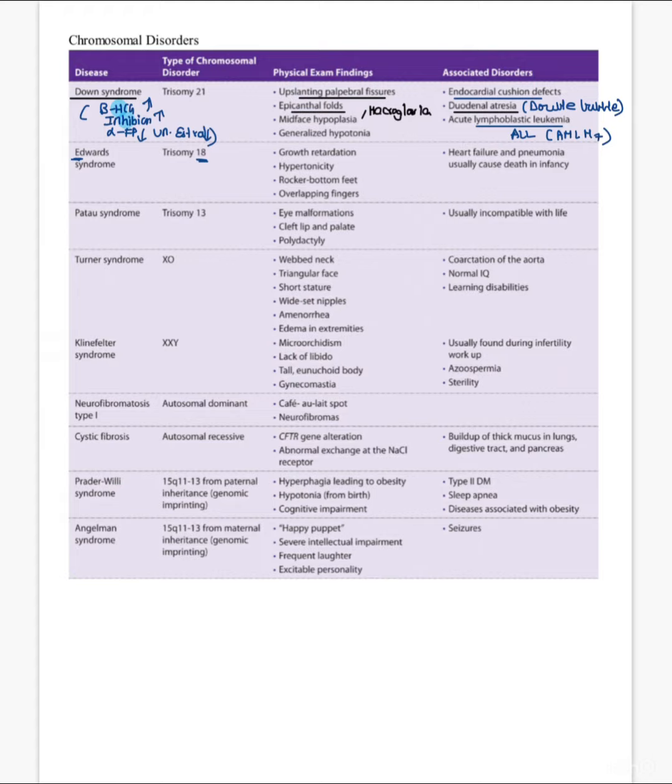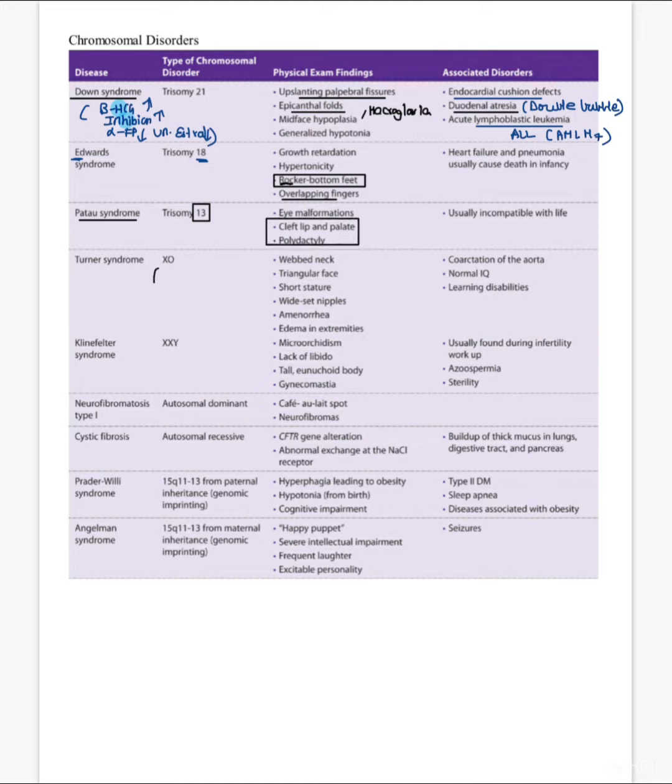Now coming on to Edward syndrome. See, the most important thing is the rocker bottom feet and overlapping digits. R for rocker bottom, O for overlapping of digits, again an important thing that you need to know. This may also be associated with congenital heart disease. Then Patau syndrome, that is trisomy 13. So trisomy 13 is Patau syndrome. Here you see the presence of cleft lip and palate and polydactyly, again an important MCQ.